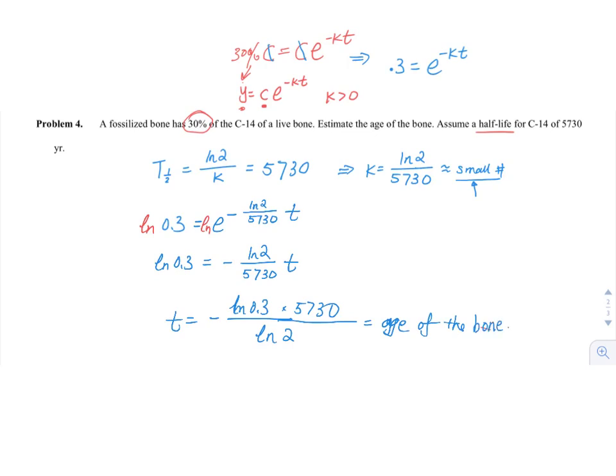Again, I skipped the algebra, but you can quickly find it. I'm not going to worry about this negative sign, because the natural log of 0.3 is going to be negative, so it will cancel out with the negative sign in the front and become positive. So this is it.